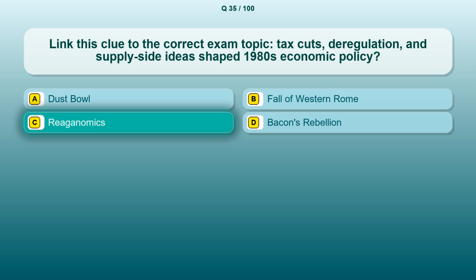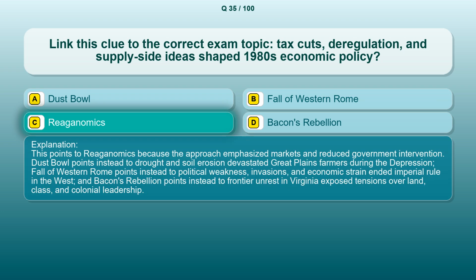The correct answer is option C, Reaganomics. This points to Reaganomics because the approach emphasized markets and reduced government intervention. Dust Bowl points instead to drought and soil erosion devastated Great Plains farmers during the Depression. Fall of Western Rome points instead to political weakness, invasions, and economic strain ended imperial rule in the West, and Bacon's Rebellion points instead to frontier unrest in Virginia exposed tensions over land, class, and colonial leadership.